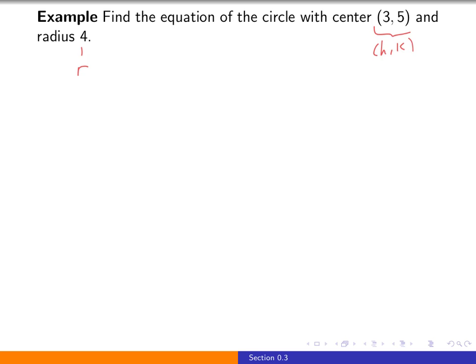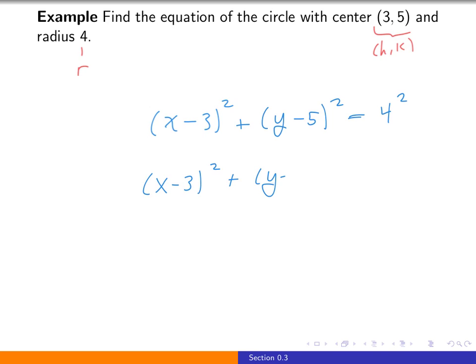So the equation of our circle is x minus 3 squared, so that's x minus the x-coordinate of our center. We add on to this y minus the y-coordinate of our center squared, and this is equal to the radius squared. So x minus 3 quantity squared plus y minus 5 quantity squared equals 16.